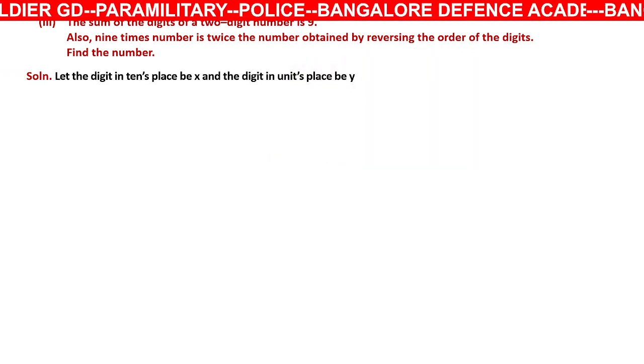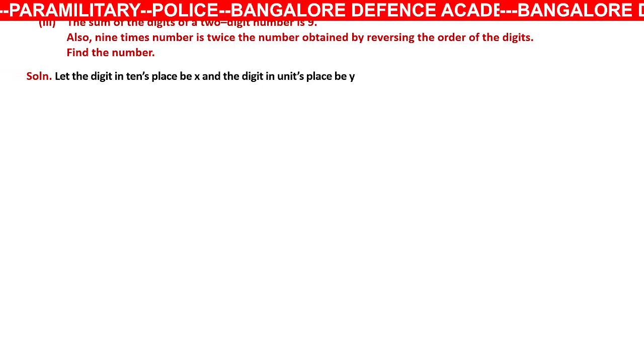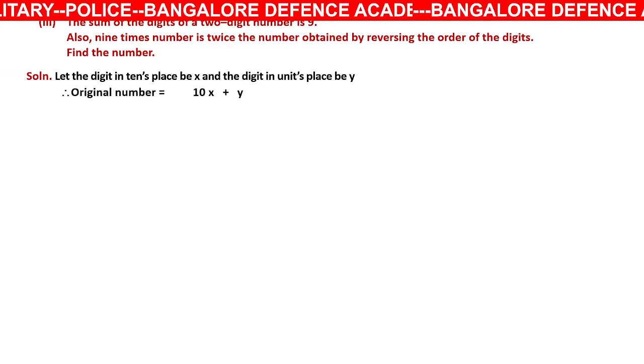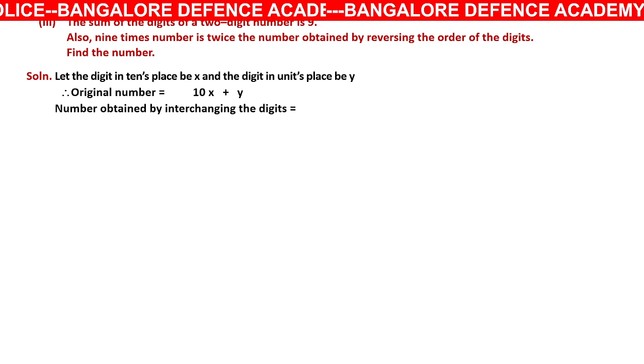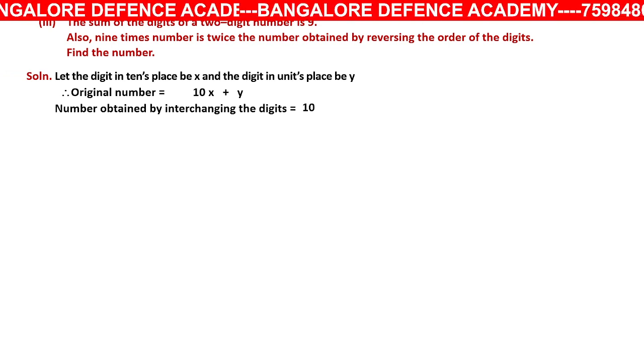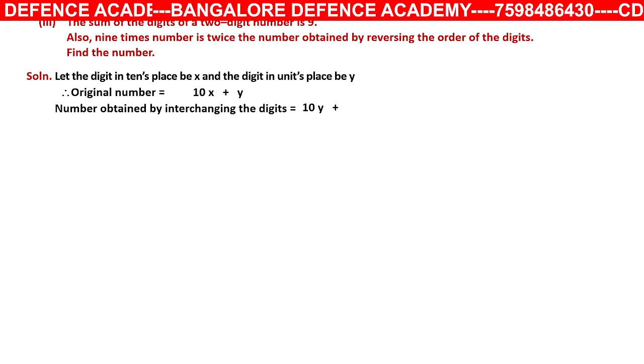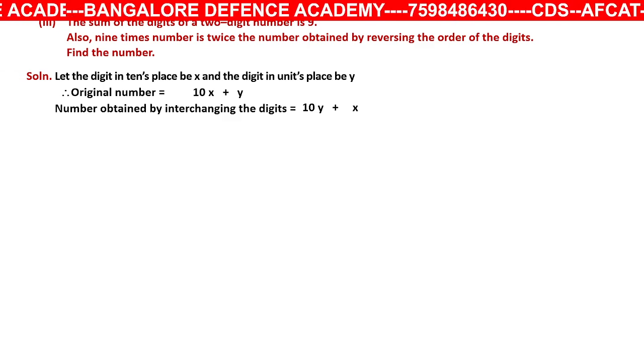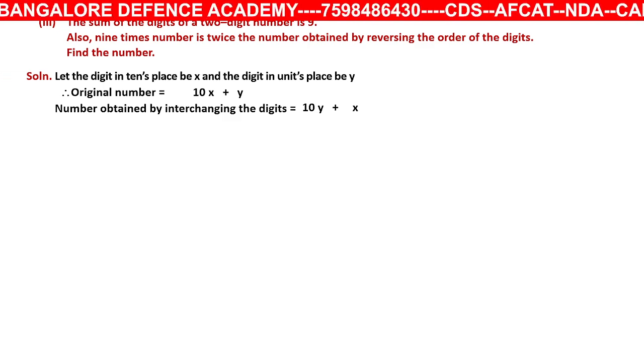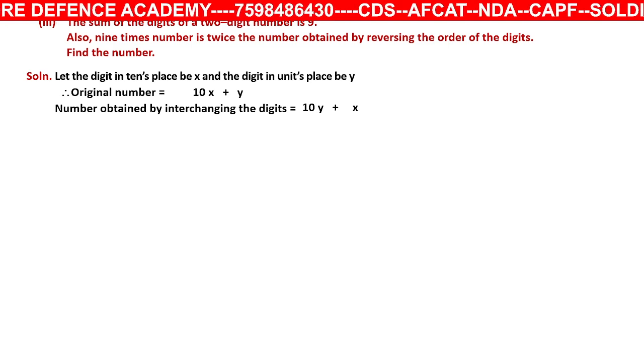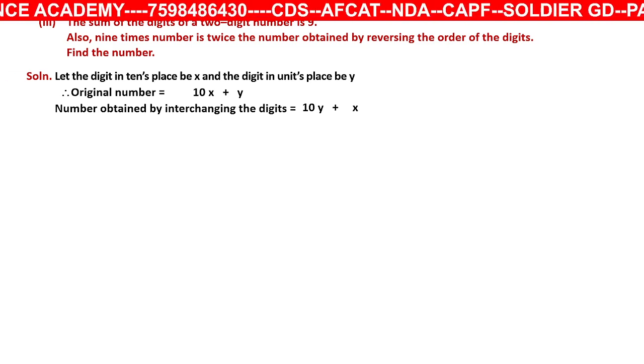So let the digit in the tens place be x and the digit in the units place be y. So the original number becomes 10x plus y. Now the number obtained by interchanging the digits becomes 10y plus x. These are the two things that you have to keep in mind when you are going to solve this question. The question demands that reversing the order gives a different number.